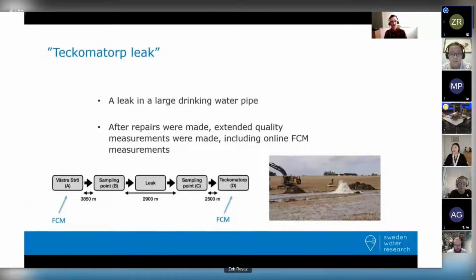Unfortunately, I do not have the time to go into all of our case studies, so I will focus on just one. In the so-called Tecumotop leak, a leak occurred on a large transfer pipe from one of the larger waterworks in the region, and it required replacing a section of pipe. As seen in the schematic on the left, 2 locations, A and D, were up and downstream of the leak, and portable automatic flow cytometers were placed at these sites after the repairs had been completed and the flushing of the pipe had begun. HPC analysis was done on batch samples from A and D, as well as from sites B and C, which were closer to the repaired section.